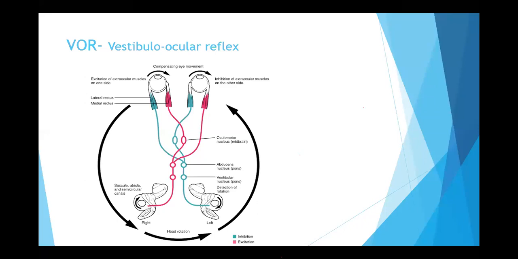Why do we need the vestibulo-ocular reflex? The vestibulo-ocular reflex is a reflex. It is not controllable. You cannot control it. It can be overridden. Okay, which means if I'm turning towards the right side and I really want to see something on the right side, then the saccadic system, the voluntary system, will override the vestibulo-ocular reflex, but you really cannot cancel it. The vestibulo-ocular reflex will happen all the time.